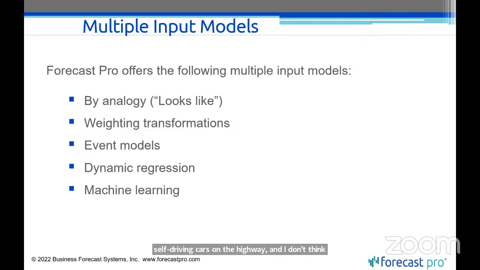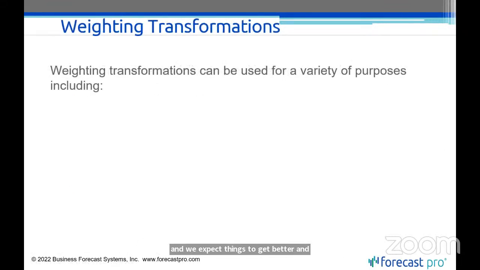So I sort of say machine learning for forecasting is a little like that. It's actually a very useful model at this point, and it's improving. And I think down the road, it's going to be even better. We're going to see some examples of machine learning using multiple inputs in this webinar. And BFS, my company, is working hard, just like the self-driving cars, to automate some of these multiple input models. And we expect things to get better and better going forward. But they're already pretty good.